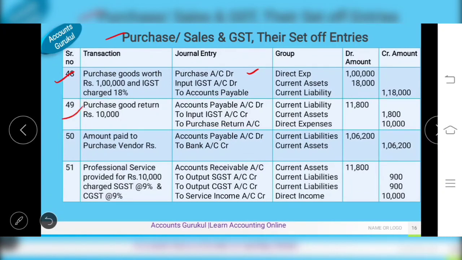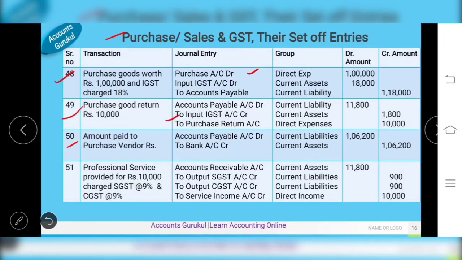Now the next one is purchase goods return. The goods that we purchased, we have returned goods of rupees 10,000, and we know that on that purchase the GST has already been charged. So when we are going to do the return of that, at the same time we have to do the reversal of input IGST as well. So the accounts payable account debit for 11,800, which is going to be debit inclusive of GST, to input IGST account credit, because we are doing the reversal of that input IGST by 1,800. To purchase return account credit is 10,000. So this entry we have to pass in the systems when we are doing the goods return. That's a purchase goods return.